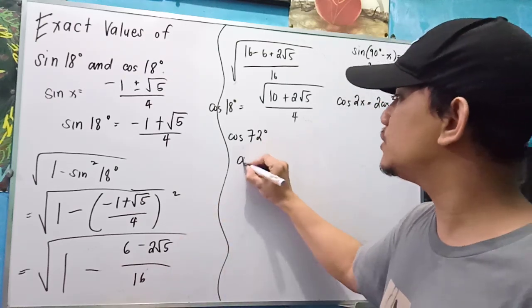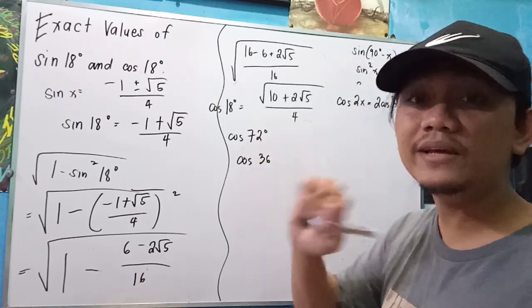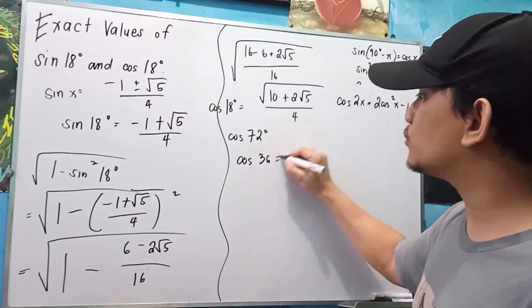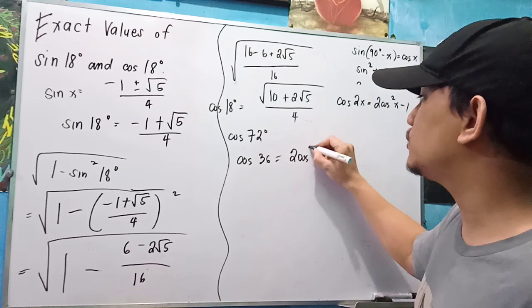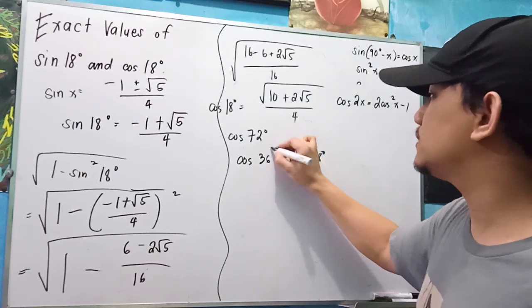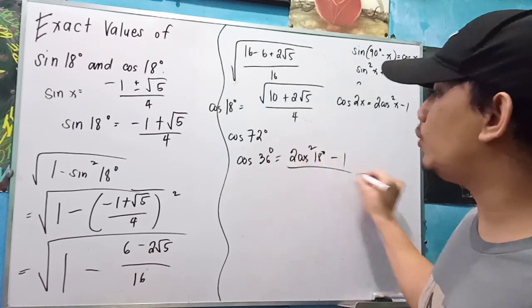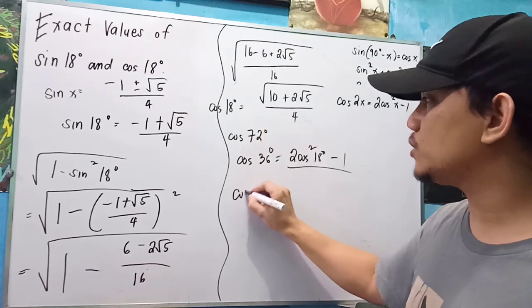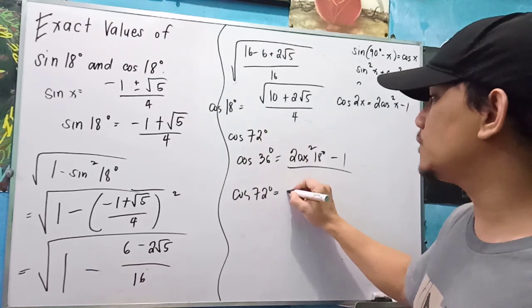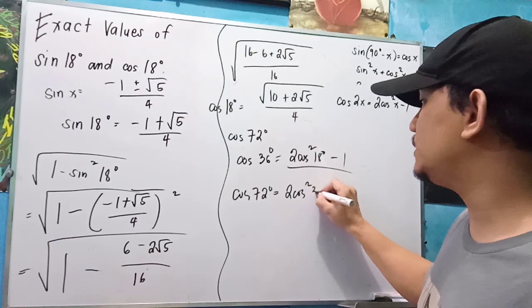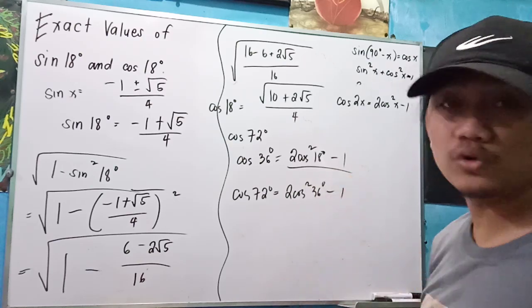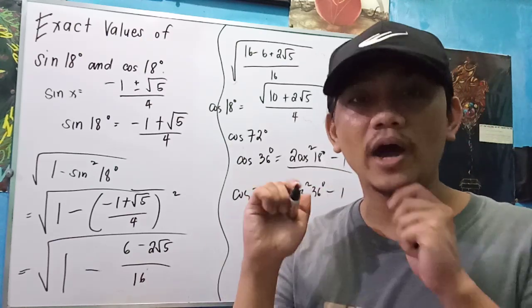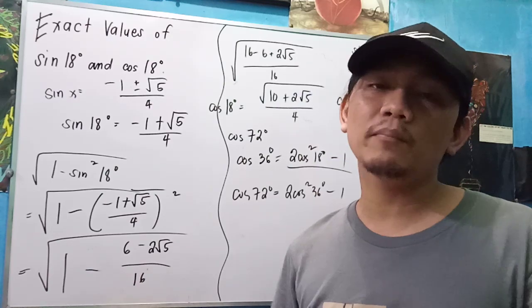So, yung cosine 36, siguro, I will just leave it to you. So, ito gawin mo lang to, cosine 36, that is 2 cosine squared 18 degrees minus 1. And kung ano yung makukuha mo dito, yun yung gagamitin mo sa cosine 72. That is 2 cosine squared of 36 minus 1. So, I will just leave it to you, Lodi. Alam ko kaya mo na yan. Sana may natutunan kayong panibago for today.